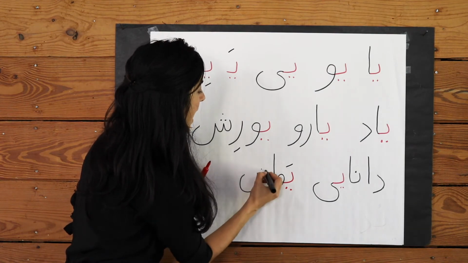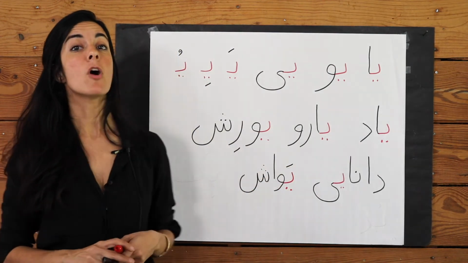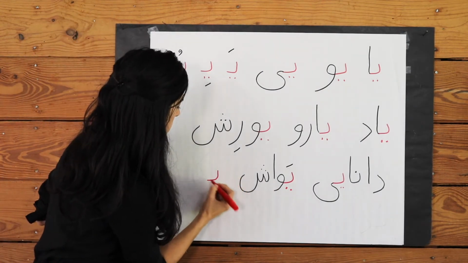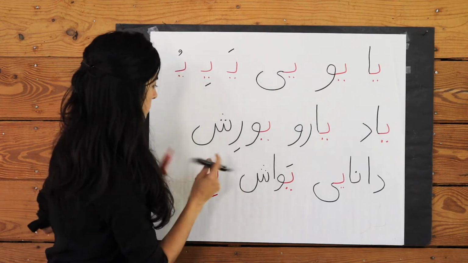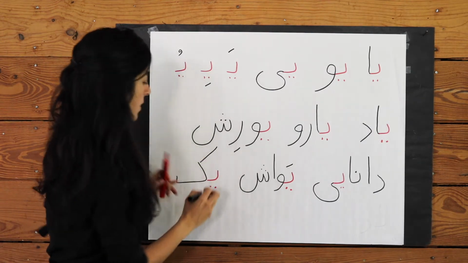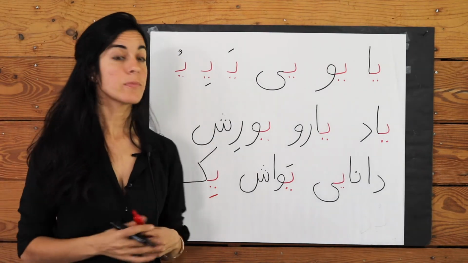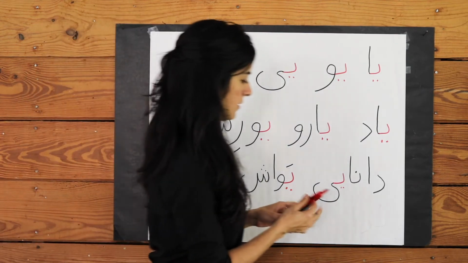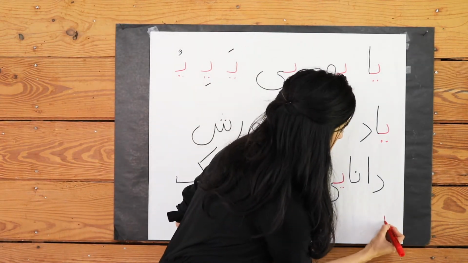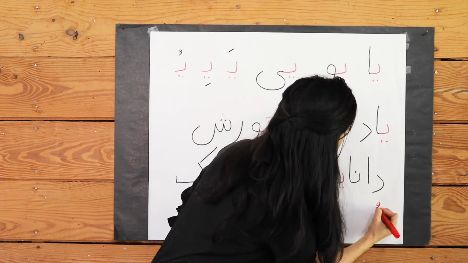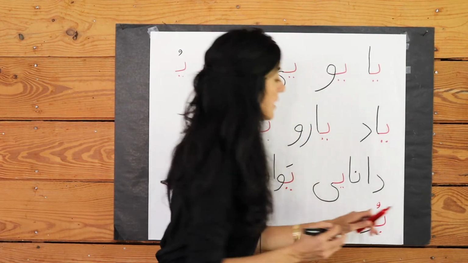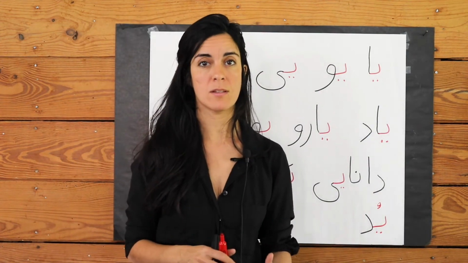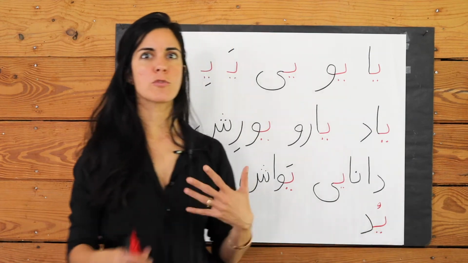So a ye with an a becomes ya, and this is yavosh, which means slow. A ye with an e accent becomes ye. This is yek, which means one. And a ye with an o accent becomes yo, and this is yod, which is a type of metal. So hopefully you've gotten the hang of this.